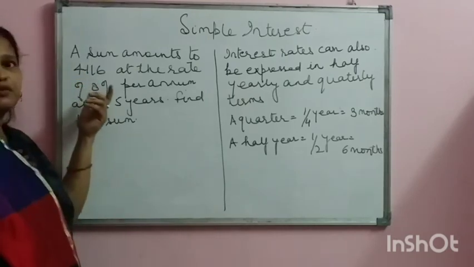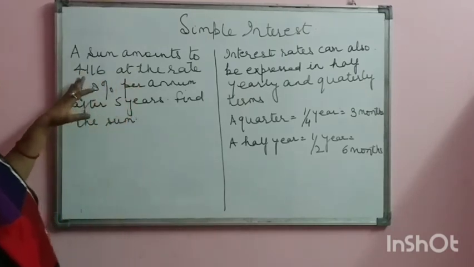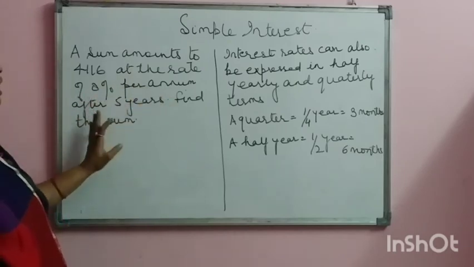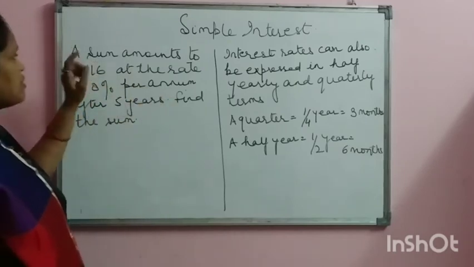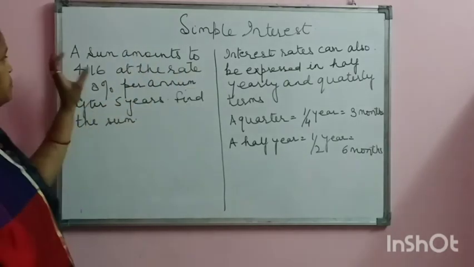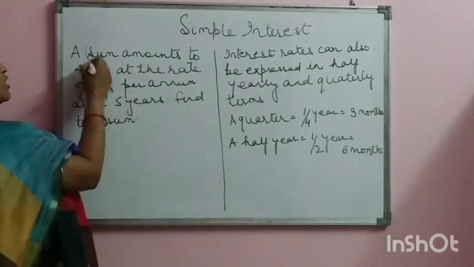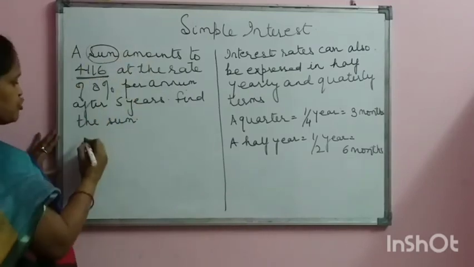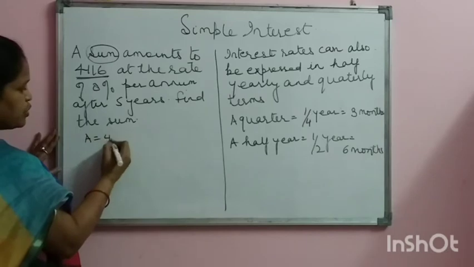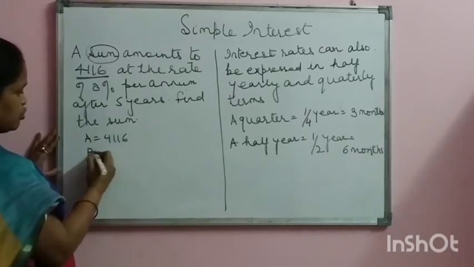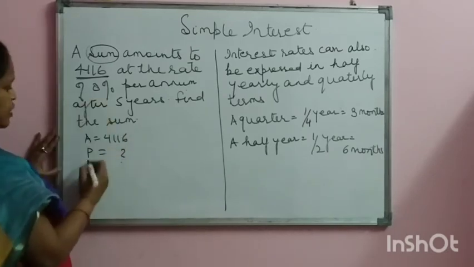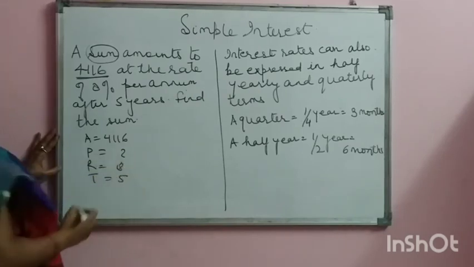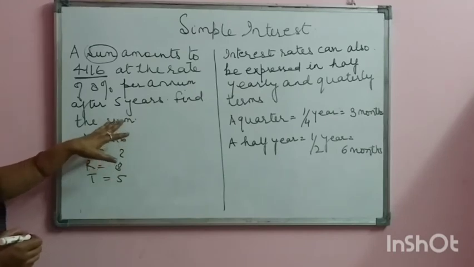The next problem is a sum amounts to rupees 4116 at the rate of 8% per annum after 5 years. A sum amounts to, which means sum is your P and it amounts to 4116. That means your A is 4116. You don't know P. R is 8 and T is 5. Now you have to calculate the sum.